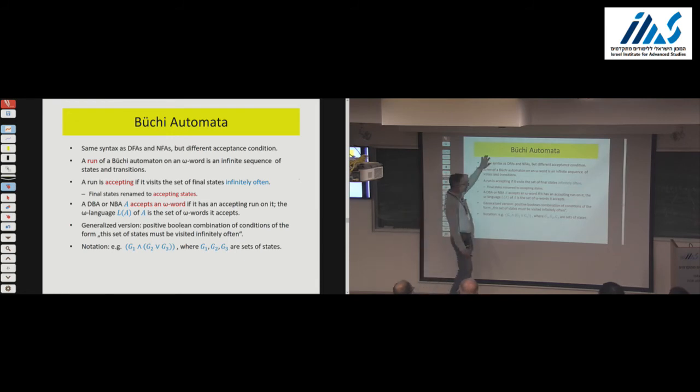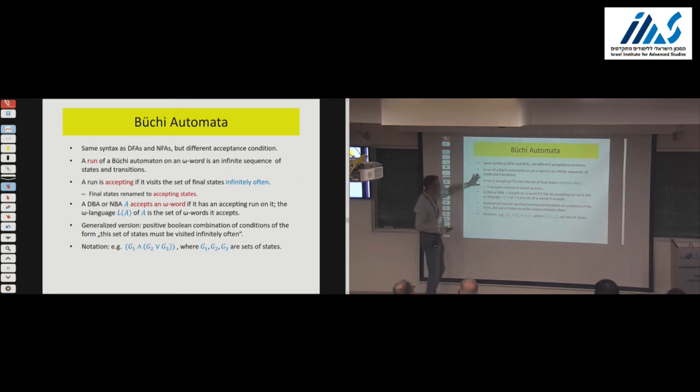Good. So what is a Büchi automaton? It has exactly the same syntax as DFAs and NFAs. Nothing changes. You have states, transitions, initial states, final states. But the run of a Büchi automaton on a word, now the input is an infinite word, so the automaton is going to run forever on that word. So a run is an infinite sequence of states and transitions.